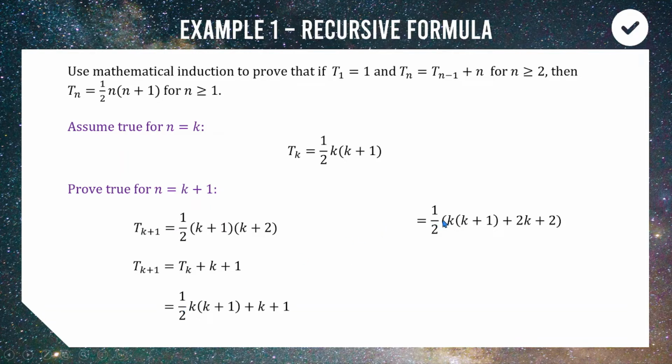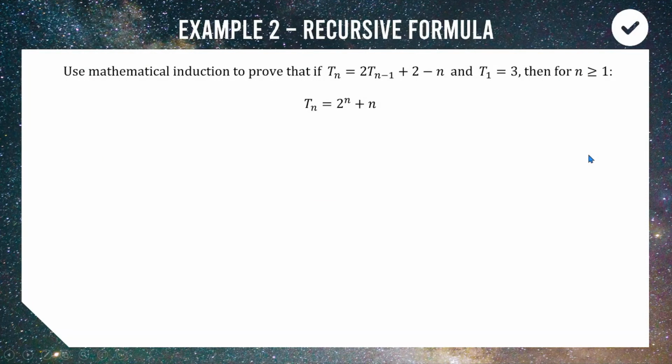So taking a half out of the k plus 1 on the end leaves us with 2k plus 2. Now if we expand that out and simplify it, we end up with k squared plus 3k plus 2 inside the brackets. That very conveniently factorizes to k plus 1 and k plus 2. And right there was our target for the k plus 1th term. So there you go, the formula works because we have proved it using mathematical induction.